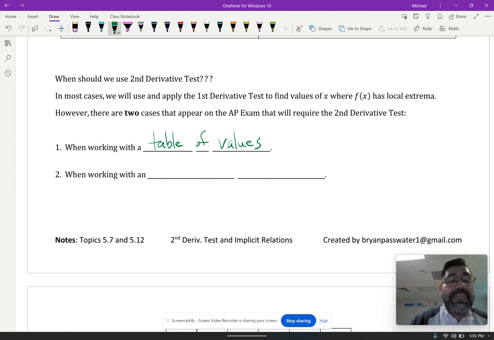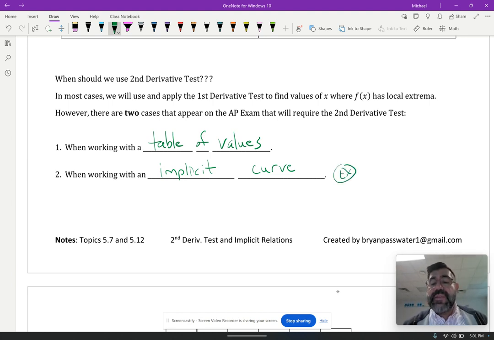And the second case where you might have to use the second derivative test is an implicit relation or an implicit curve. What that means is my equation is an implicit equation. So something that looks like this, where remember we combine x's and y's. This is an implicit equation. It's not solved for y. It's just a mixture of x's and y's. I might have to use a second derivative test for that.